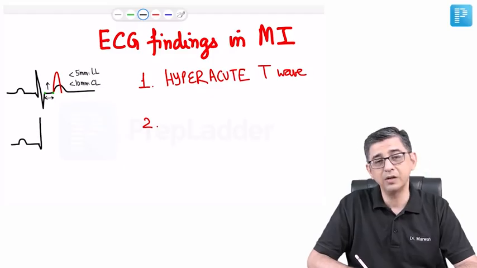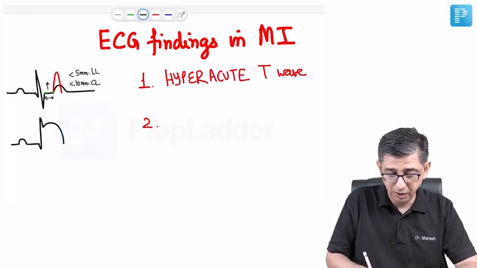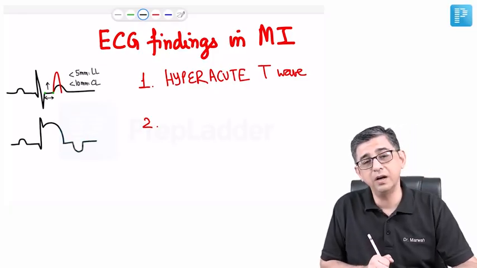So what you can see is R is going up, but then when R is going down, I've shown an ST elevation. And at the same time, now there's also a change in the polarity of the T wave, and it is turning out to be negative.